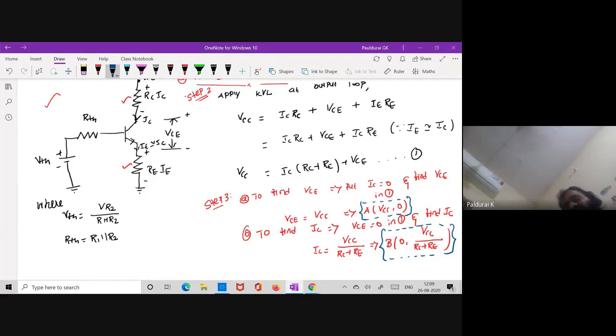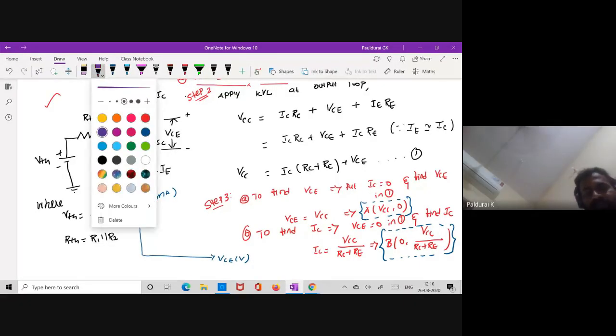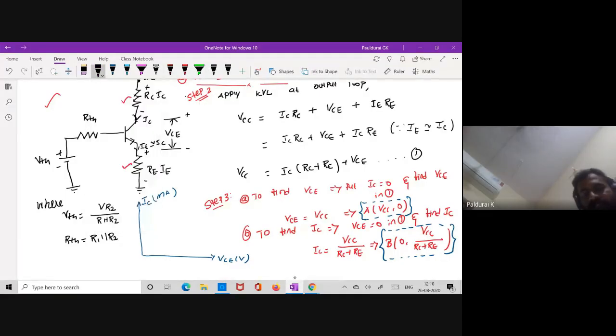Okay, so can you sketch it? Same story. This is my VCE in volts, and this is my IC in milliamps. And this is my DC load line. Take this point as A, with the value VCC, 0. And take this point as B, which this time is 0, VCC divided by RC plus RE.